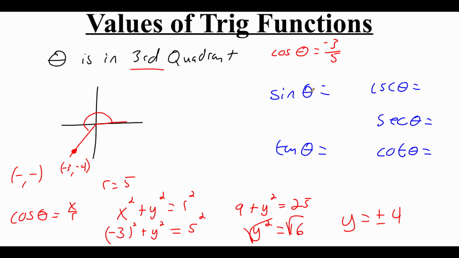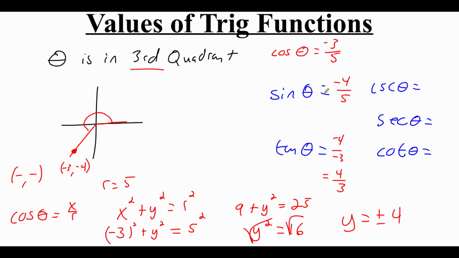So then if I find the sine of theta, sine is y divided by r. So we're going to get -4 over 5. Tangent is y over x. So we're going to have -4 over -3. But because those are both negatives, that's going to turn into positive 4/3.